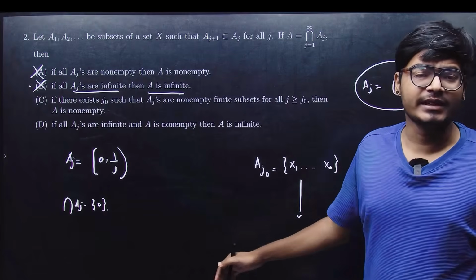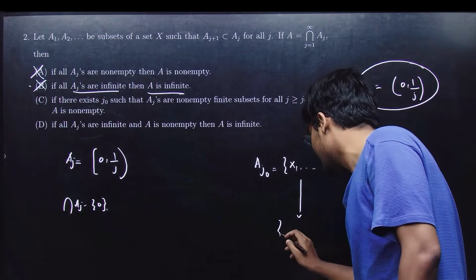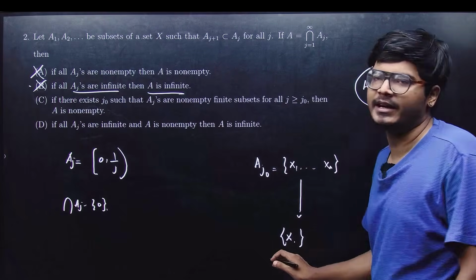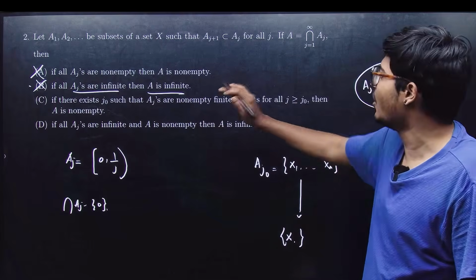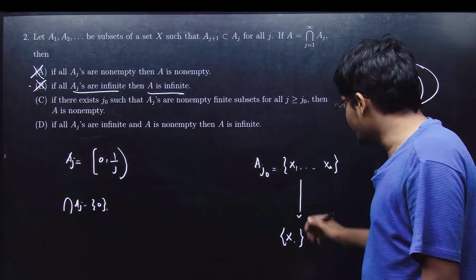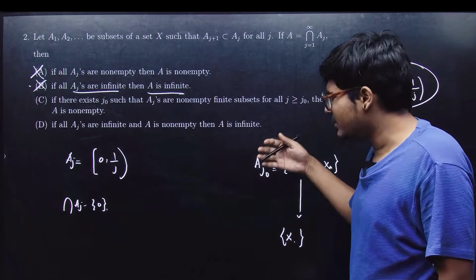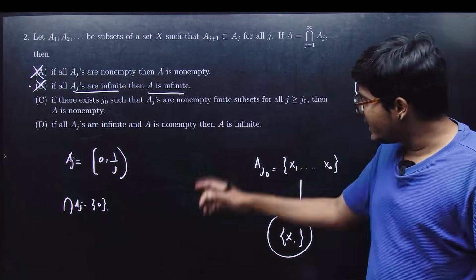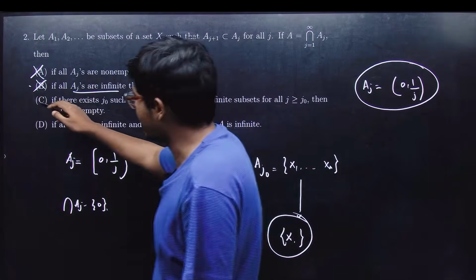No matter how you reduce it, after a certain point, the worst you can do is work with a single element, right? At some point, you'll have to work with a single element. You can't go any lower than this, right? Because these are all non-empty finite subsets. So which means when you take the overall intersection, this element is always going to be there, right? So A is going to be non-empty for us. So C is correct, right?